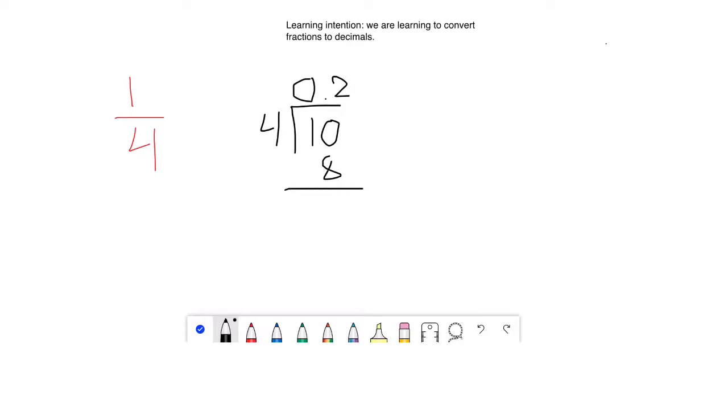Then we can minus, so it equals 2. Then we can add another 0 because it doesn't go in there. So 4 goes into 20 5 times, so we can write 5 at the top. So our answer is 0.25.